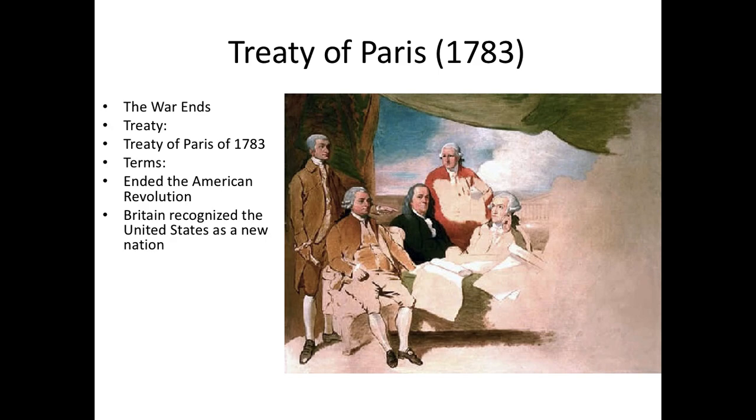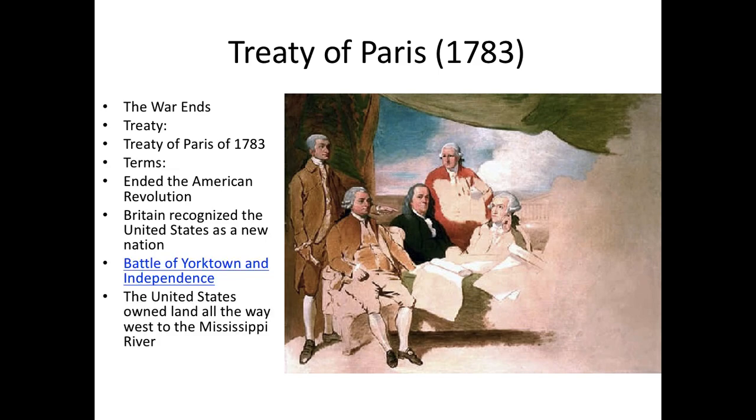And Britain will officially recognize the United States as a new independent nation. So now the United States of America is official. Another thing it does is it says, the treaty says what land the United States now owned. And interestingly, it was not just the 13 colonies, which are now officially the 13 states. It also said that the United States owned all the British land all the way to the Mississippi River.